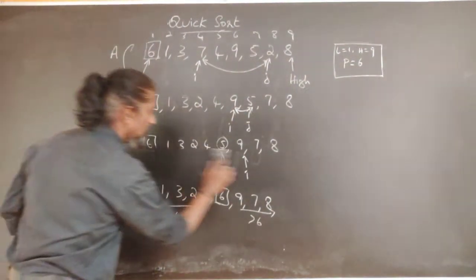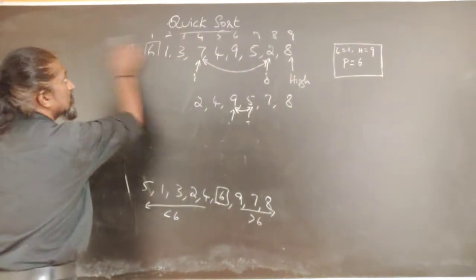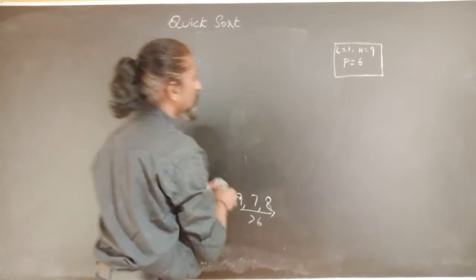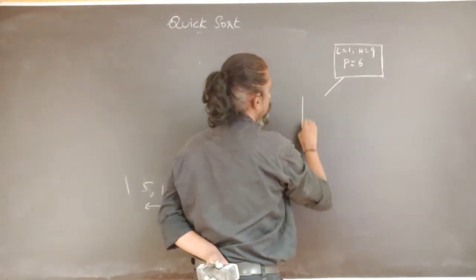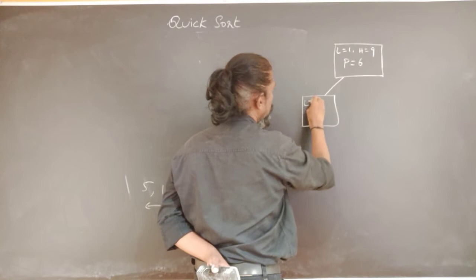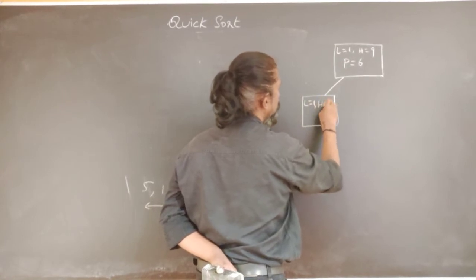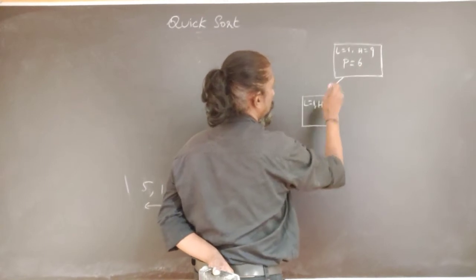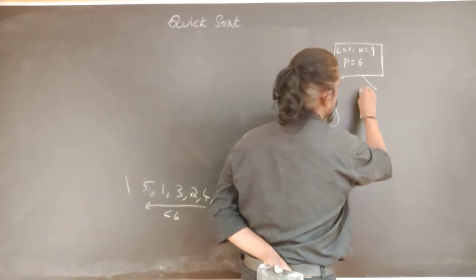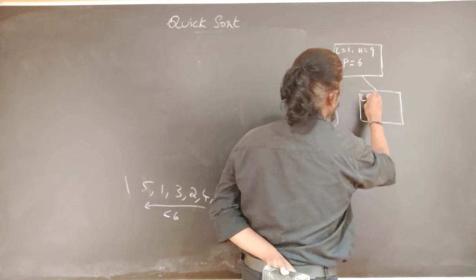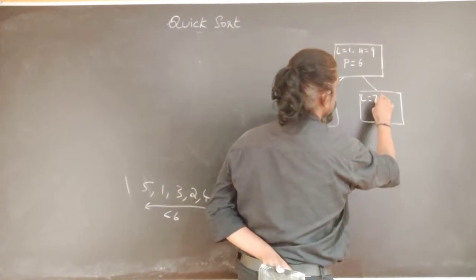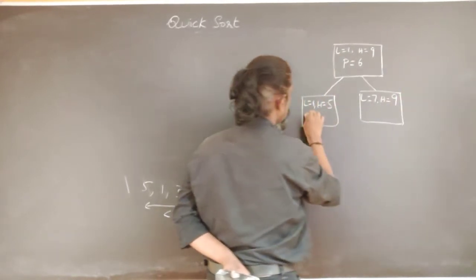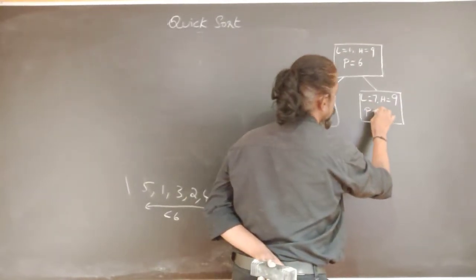So now this has given rise to two more subproblems. One subproblem in which the low will be at 1 itself, but high will be 1 less than the partition wherever we place, that is 6 minus 1, 5. The other subproblem will be low will be 1 after the partition, that is 7, and high will be at the same position, 9. So in these two subarrays we need to find the partitions.